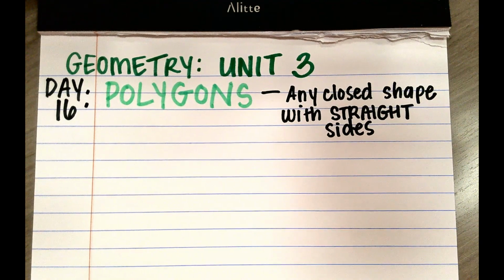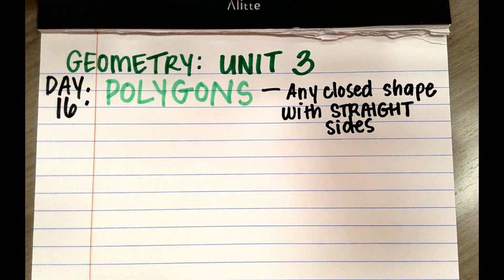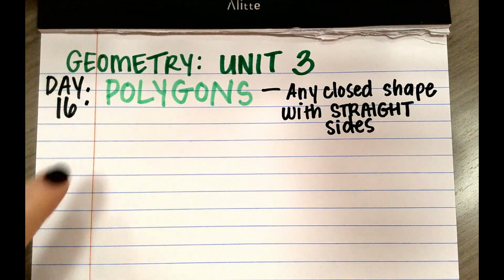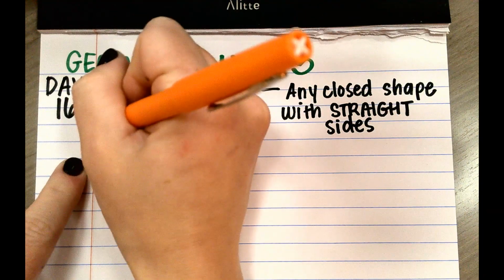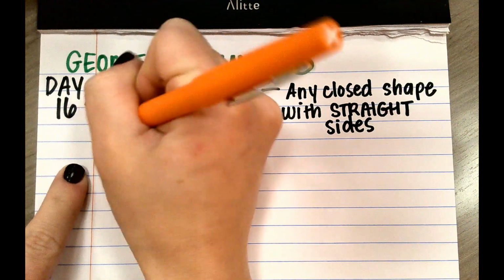Polygons. Any closed shape with straight sides. So a triangle is a polygon. That's any shape with 3 sides. The next polygon that we are going to focus on today is a shape with 4 sides, and that is called a quadrilateral. So we're going to write that word down.